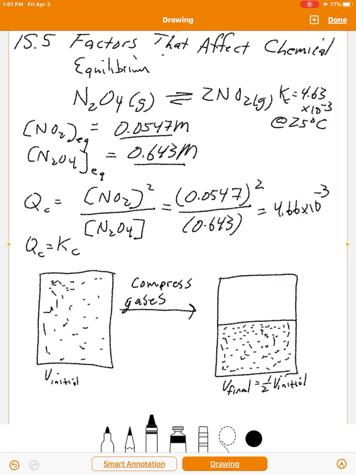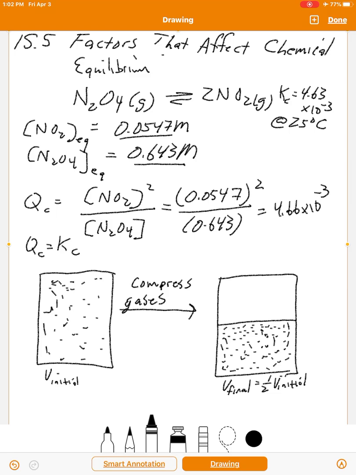Okay, we've decreased the volume by a half. What do you think happens to the concentrations of the gases when that happens? Think about it for a moment. If we decrease the volume, you're pushing those gases into a smaller volume, so their concentrations will increase. If we cut the volume in half, the same amount of gases are in half the volume. So that results in a doubling of the concentrations.